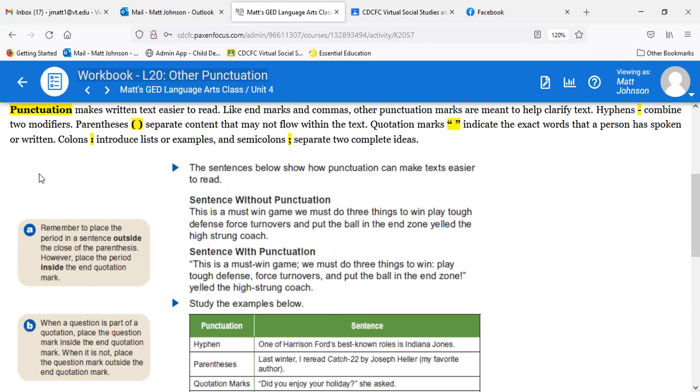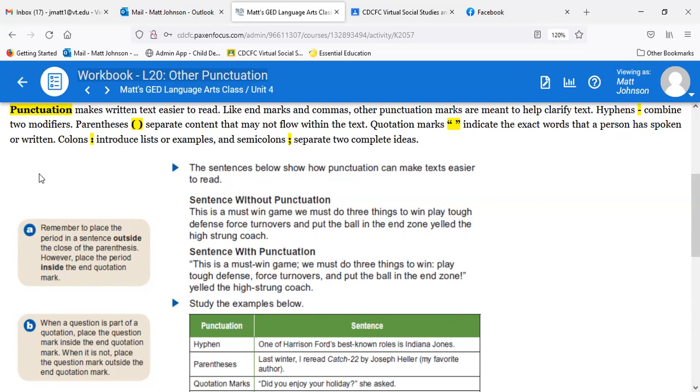So we start with quotations. We know that it's exact language, must-win. Now we have a modifier. So "This is a must-win game," semicolon. "We must do 3 things to win: play tough defense, force turnovers, and put the ball in the end zone," yelled the high-strung coach. All right, so now we know that most of that is a quotation. Again, that's an example that uses a lot of different punctuation to have the sentence make sense. You're not going to see that very often where you have that many different types of punctuation in one sentence.